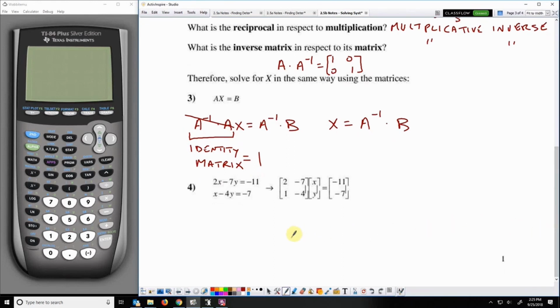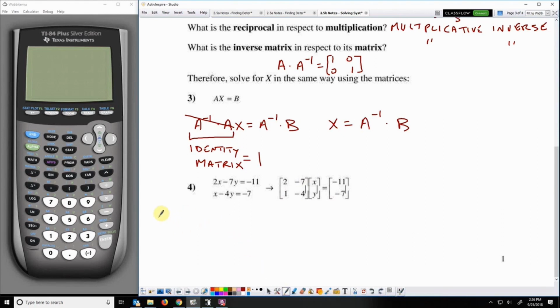So in this example, if I want to solve this system of equations, I can do so using matrices. My x and y coefficients, 2 and negative 7, become the top row, and 1 and negative 4 become the bottom row. Then my x and y are the second matrix, and I use what they equal as a third matrix. If I want to solve this, I can multiply both sides by the inverse of this first matrix. So we need to first find the inverse of that matrix.